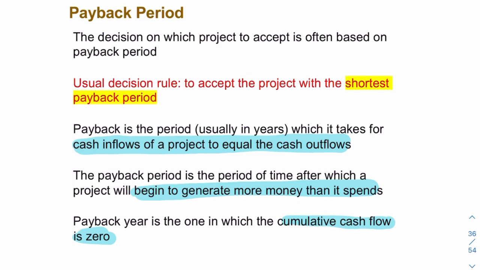And the basis we use for accepting a project is often, not always, but often, the shortest payback period. So if you have two projects that are otherwise identical, one with a shorter payback period than the other, that's often the one that we would select. Okay, so this is the decision rule that we'll be adopting.